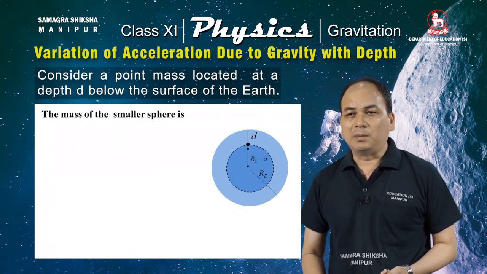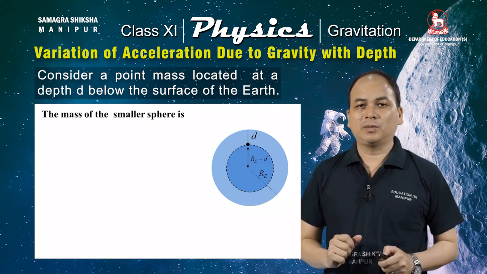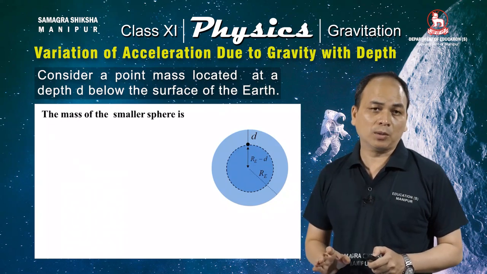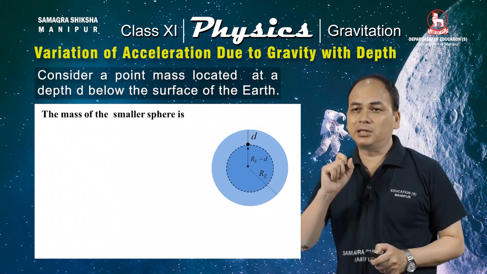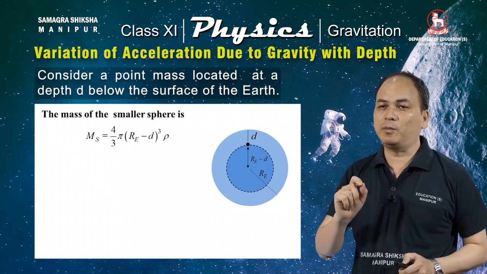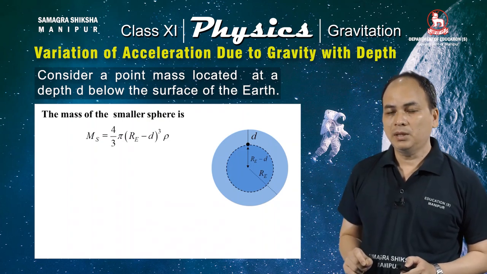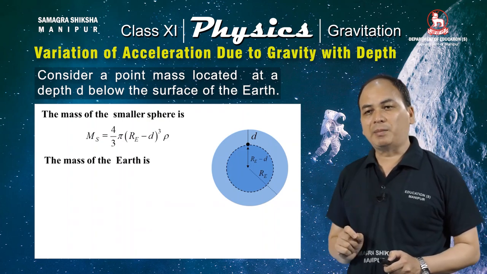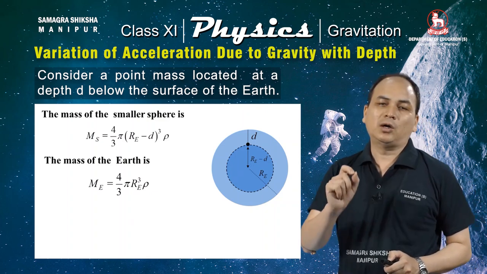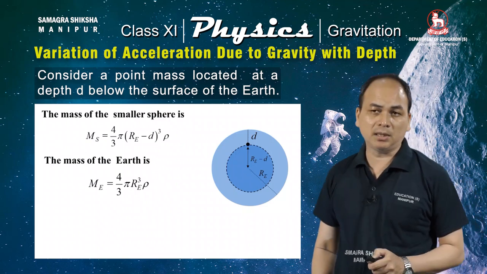Assume the earth has uniform density. The mass of this smaller sphere, Ms, is equal to 4 by 3 pi (Re minus d) to the power 3 rho. At the same time, the mass of the earth, Me, is equal to 4 by 3 pi Re to the cube into rho, the density of the earth.